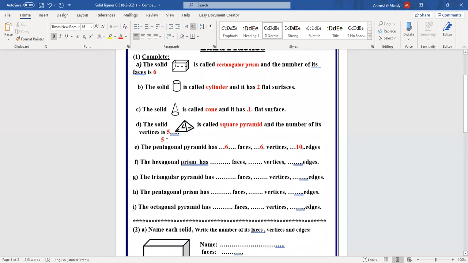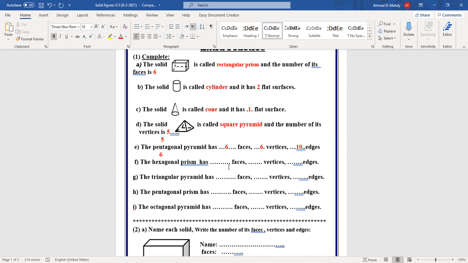Thank you. Okay, the next. The hexagonal prism has how many faces, how many vertices, and how many edges? Yes. Hexagonal prism. What is the shape of the base here? Hexagon. How many sides in the hexagon? 6. Now, to find the number of faces, what will you do in the prism?